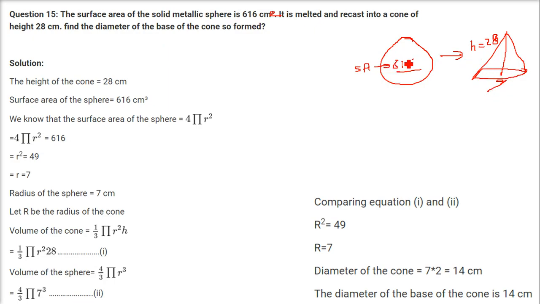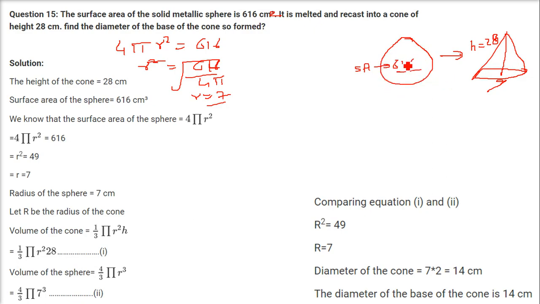So we have to equate the volumes. The surface area of a sphere is 4 pi r square, and this is equal to 616. So r square is 616 by 4 pi. Take the root of this, and r will be equal to 7. Now we equate the volume of the cone to the volume of the sphere.